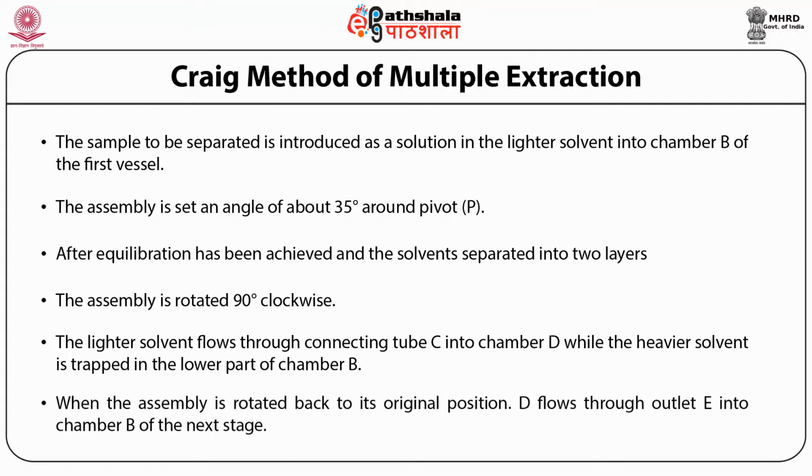When the assembly is rotated back to its original position, the lighter solvent, now in D, flows through outlet E into chamber B of the next stage. Hundreds of these assemblies can be mounted side by side or in banks, and all of them rocked and rotated simultaneously by a motor timed to operate as indicated.